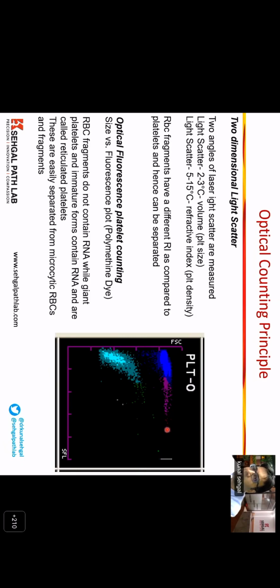They are larger in size, they contain RNA. This is how retic count is done by the analyzer. RNA containing big platelets contain RNA because they are the so-called immature platelets. This is the area where immature platelet fraction or reticulated platelets are measured in most machines. So the giant platelets go in this direction. So what happens? Small RBCs do not contain RNA. Big platelets contain RNA. So platelets are pushed in this direction. Small RBCs are pushed in this direction.